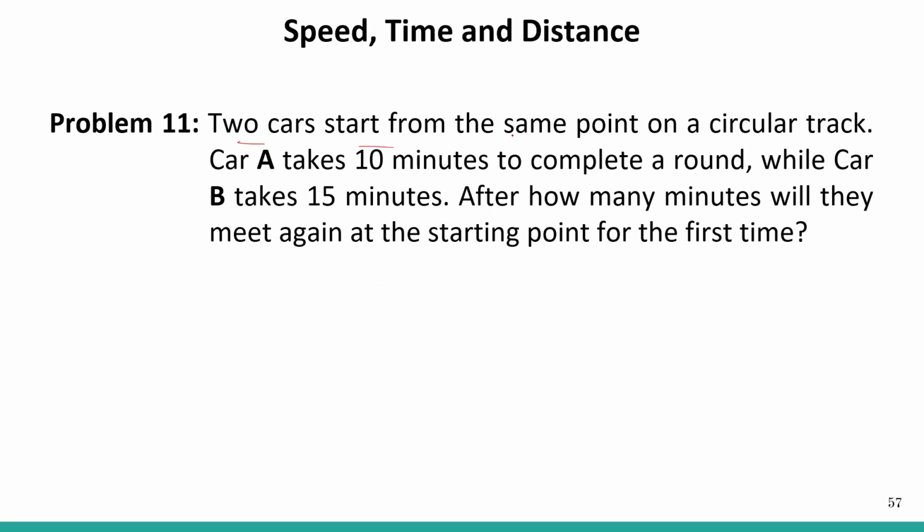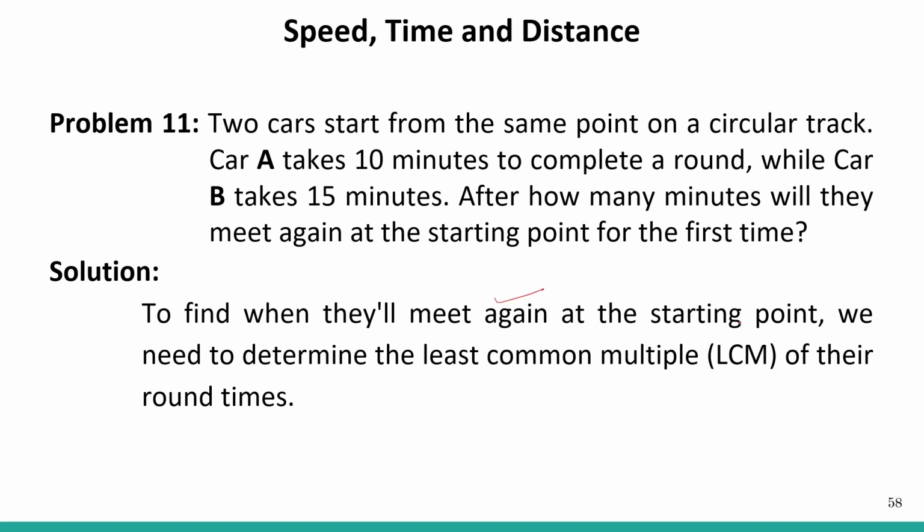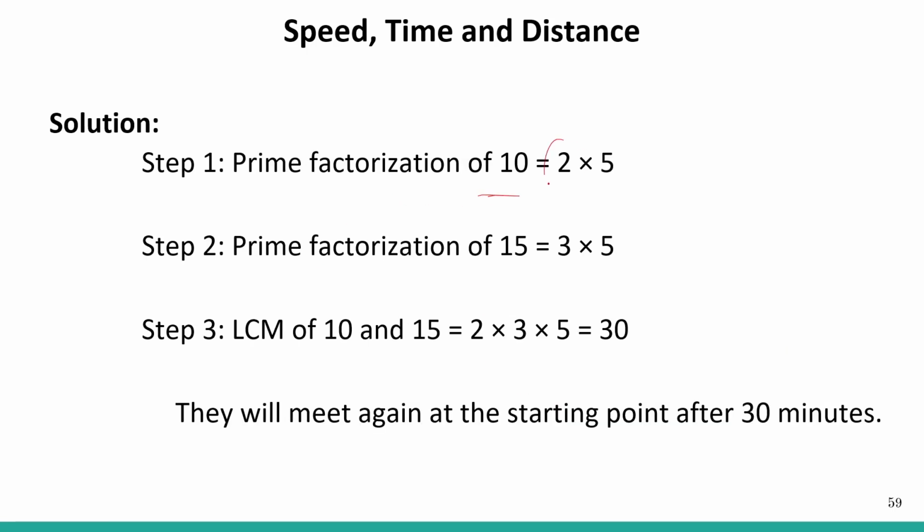Two cars start from the same point on a circular track. Car A takes 10 minutes to complete the round, while car B takes 15 minutes. After how many minutes will they meet again at the starting point for the first time? For the first time is written here. Okay, this is a key term that you need to remember. To find when they will meet again at the starting point, we need to find the least common multiple of their round times. The prime factorization of 10 is 2 into 5, and for 15 it is 3 into 5. So their LCM will be 2 into 3 into 5, that is equal to 30. So they will meet again at the starting point after 30 minutes.